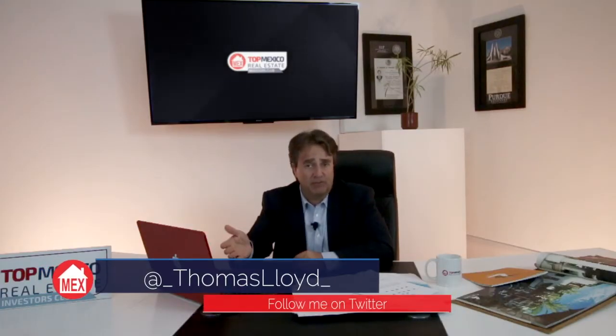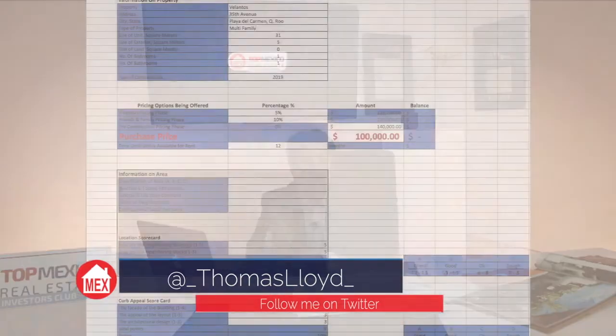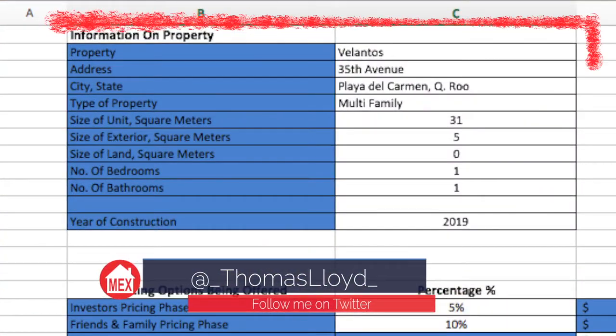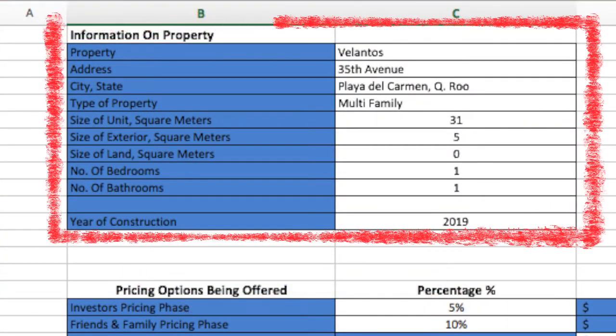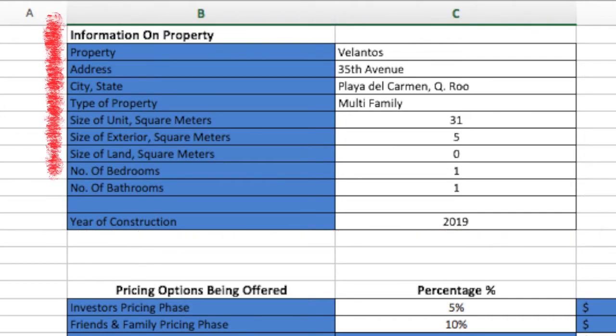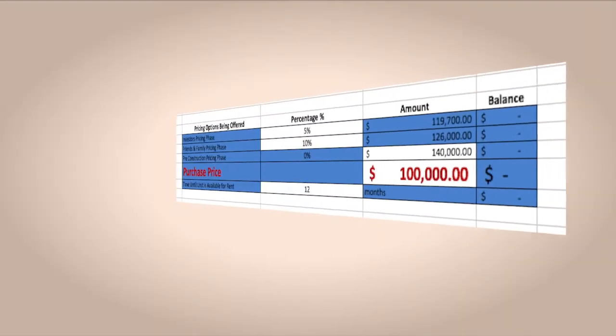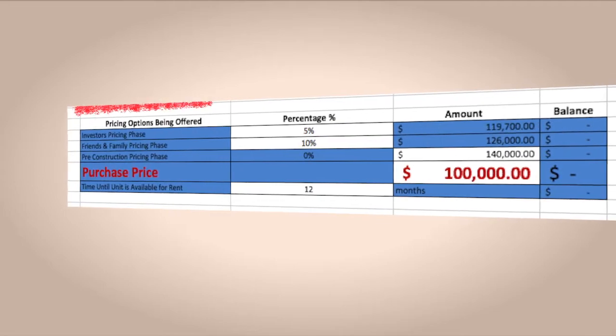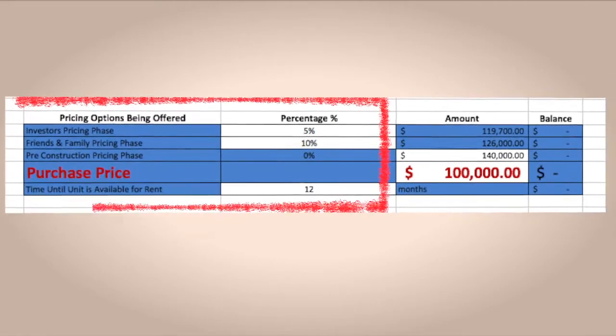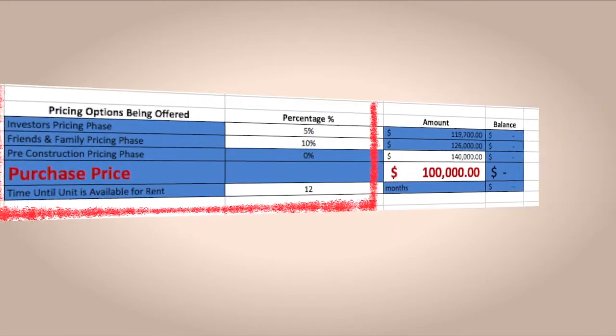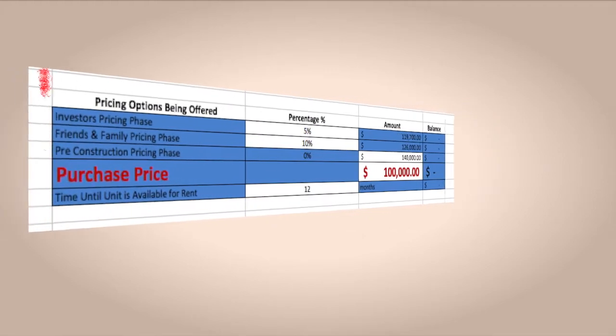The first step is to gather all the information of your property. That means the name of the development, its address, what type of property it is, the size and number of bedrooms and bathrooms, and year of construction. The most important part, however, is the purchase price and all its variables. Make sure to fill out the information on the neighborhood and the location scorecard to have a more accurate record of how the return of your investment will increase over the years.